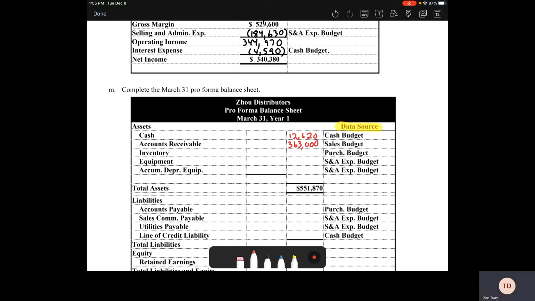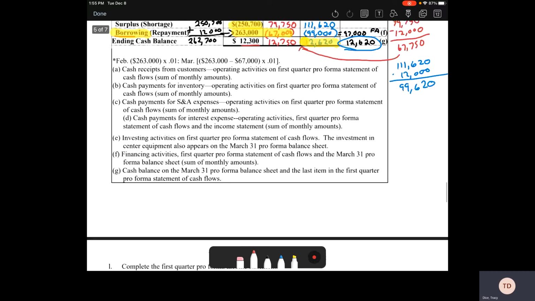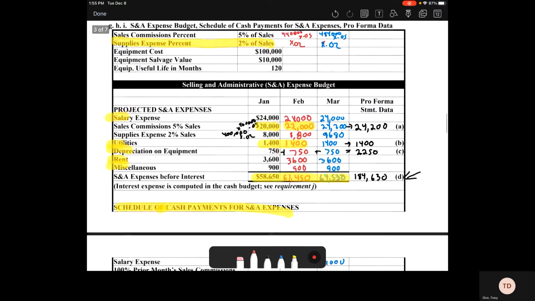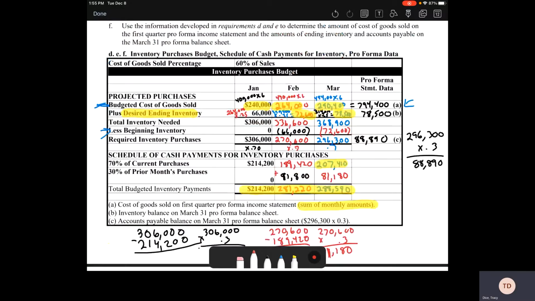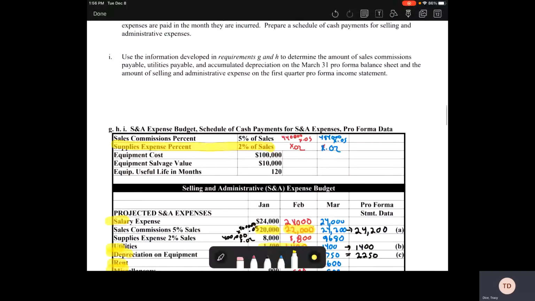All right, next we've got what's in my inventory at the end of March 31st. That's going to be from our purchases budget. So right here, how much do we have left at the end of March? What's my ending inventory? It's going to be that amount right there. We've already used that one, so we'll highlight that as well. So it's at 78,500.